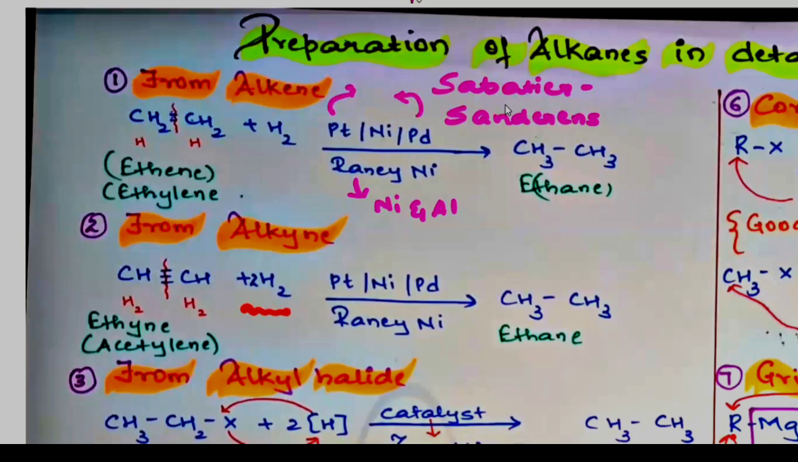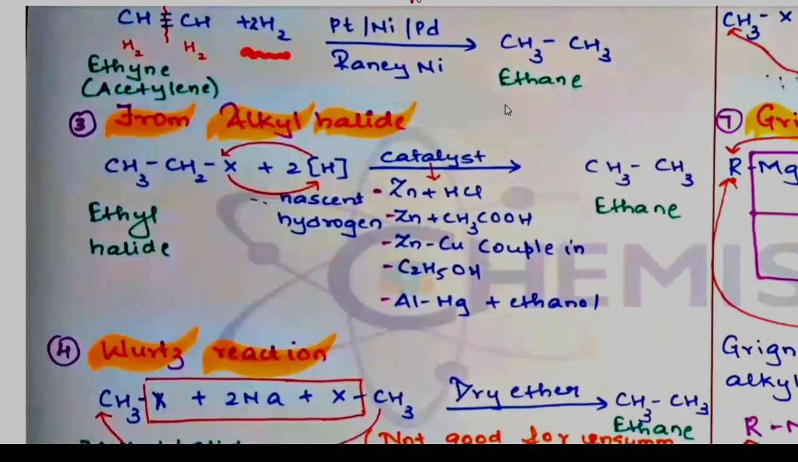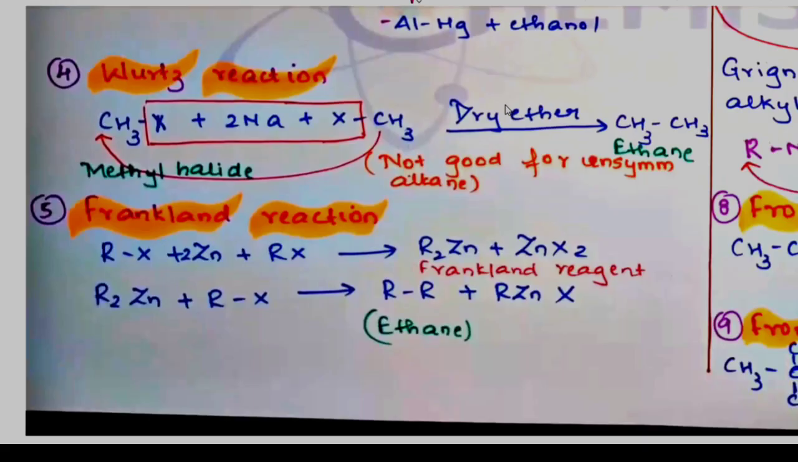You simply need to add hydrogen across the double and triple bond, and then the final product will be the corresponding alkane. The next reaction is from alkyl halide. You need to take alkyl halide, react with nascent hydrogen. The catalyst which you can use is zinc HCl, zinc in acetic acid, zinc copper couple in ethanol. Now the next reaction is Wurtz reaction.